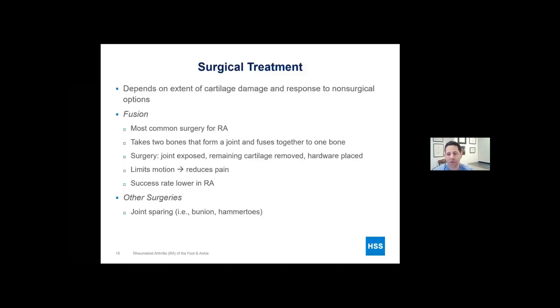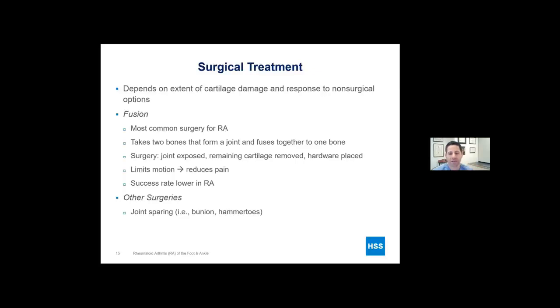Because the joint is no longer intact, the surgery does limit joint motion. Limited joint motion may not be felt by the patient depending on the joints fused. The midfoot joints often do not have much motion to begin with, so fusing them does not create increased stiffness. The ankle joint normally does have a lot of motion, and fusing it will be noticeable to the patient. By limiting motion, fusion reduces the pain.